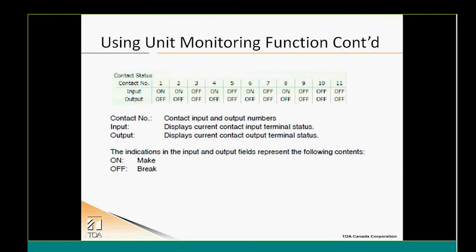Here's a closer look at the third content available to you in your equipment status display list. It's the contact status, and this would apply to our direct select and multi-interface units. It displays the state of each C-in and C-out, whether it be on for make or off for break.